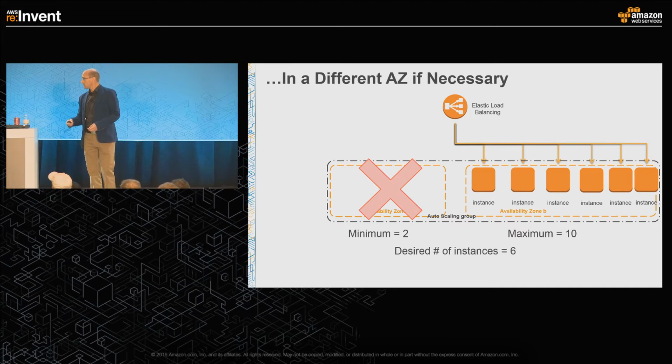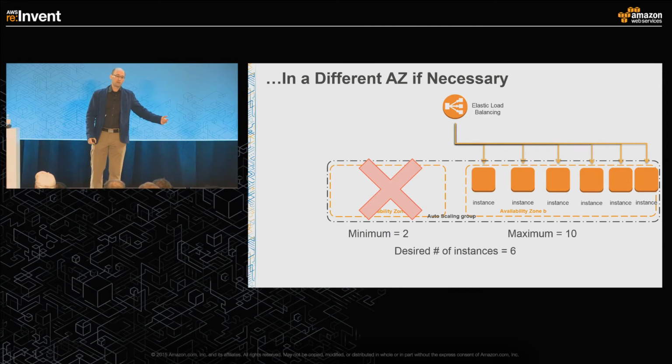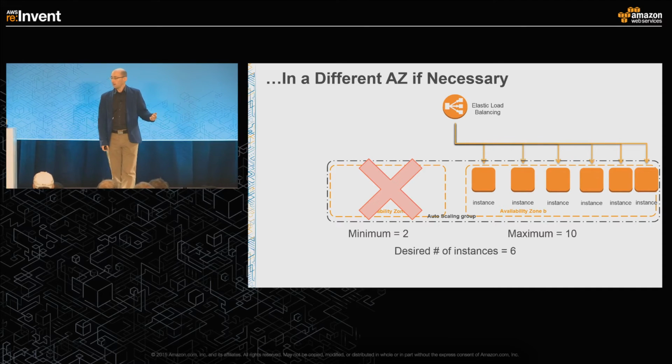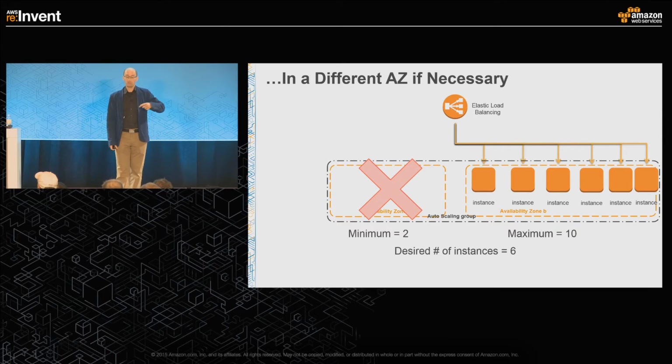Now, this doesn't last forever. As soon as the first AZ in this example comes back to life, it's available again, and autoscaling will keep trying to launch instances there a number of times. If the first instance launch succeeded, it knows that the AZ is alive and well again. And then it will start rebalancing.